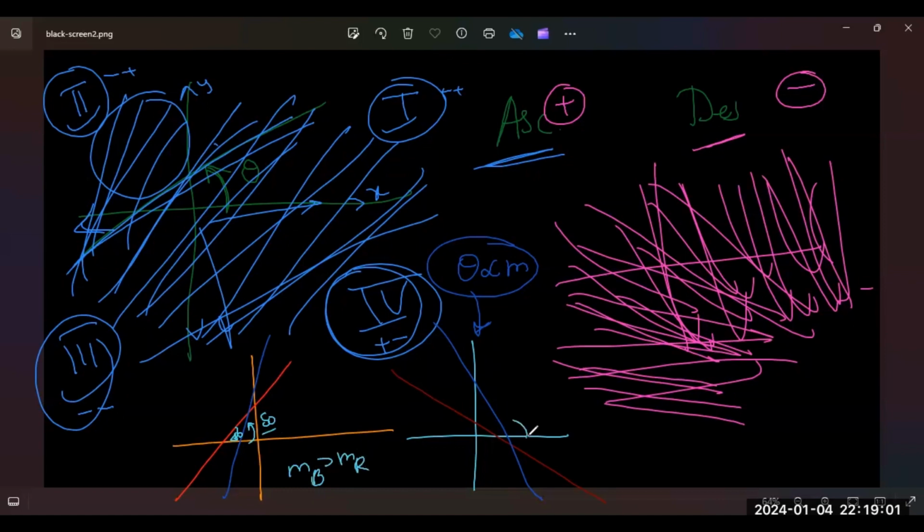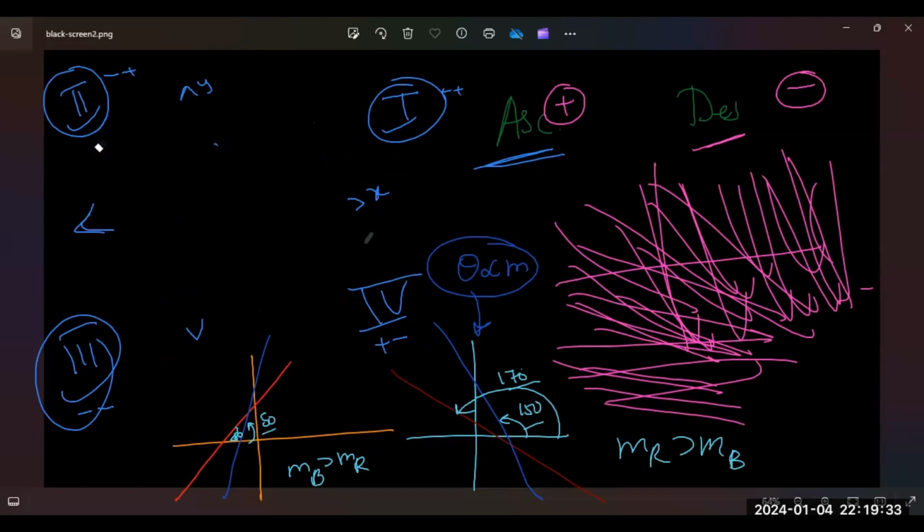In this case, let's say this is 150 degrees and this is 170 degrees, which will have a bigger slope? The red one. Bigger angle has a bigger slope. So m of red is bigger than m of blue. This is the case when you're comparing lines of the similar nature.